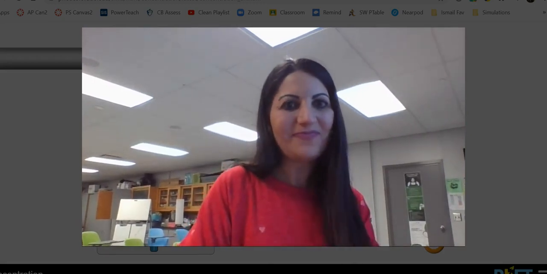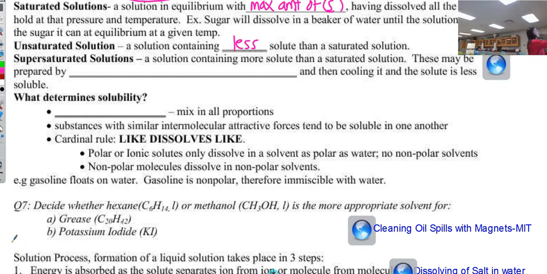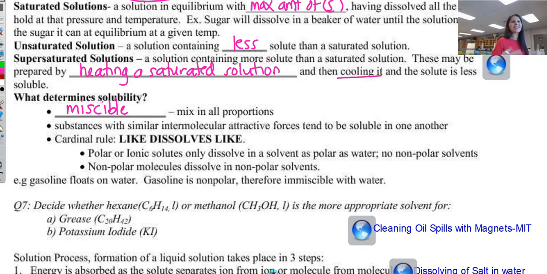All right. So how do we prepare it? All we really need to do is take a saturated solution prepared by heating, and then you cool it down, and the solute is now less soluble, okay? Now, what determines solubility? There's a term that they use, and it's miscible, M-I-S-C-I-B-L-E. And that just means that you can mix it all up, okay? And another thing that determines solubility is, are they substances with similar IMFs, and are they soluble in one another?